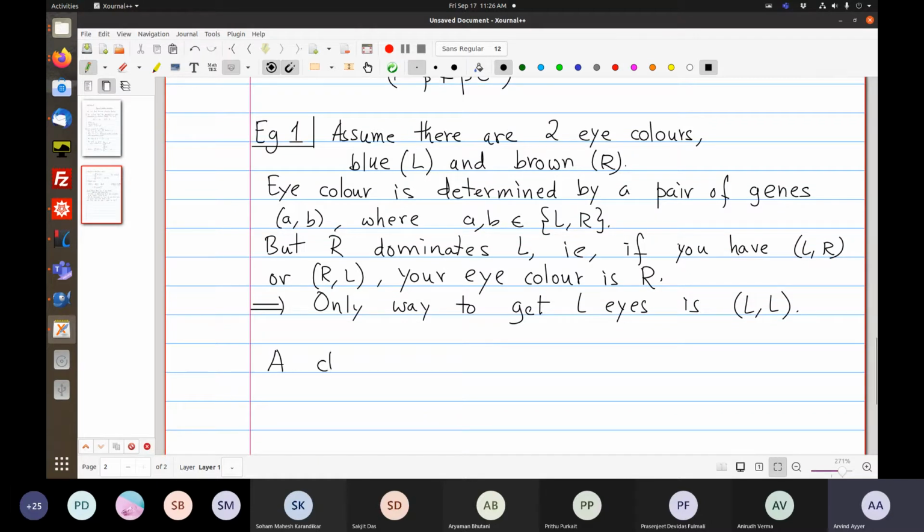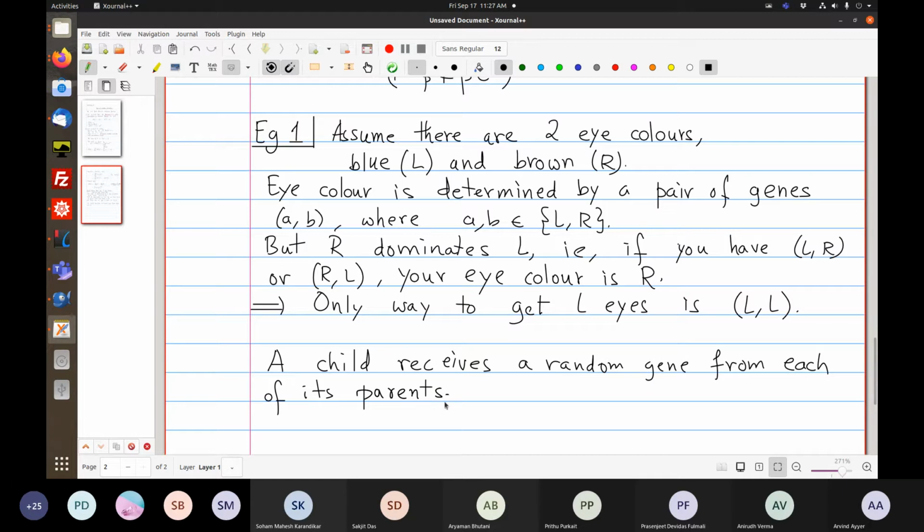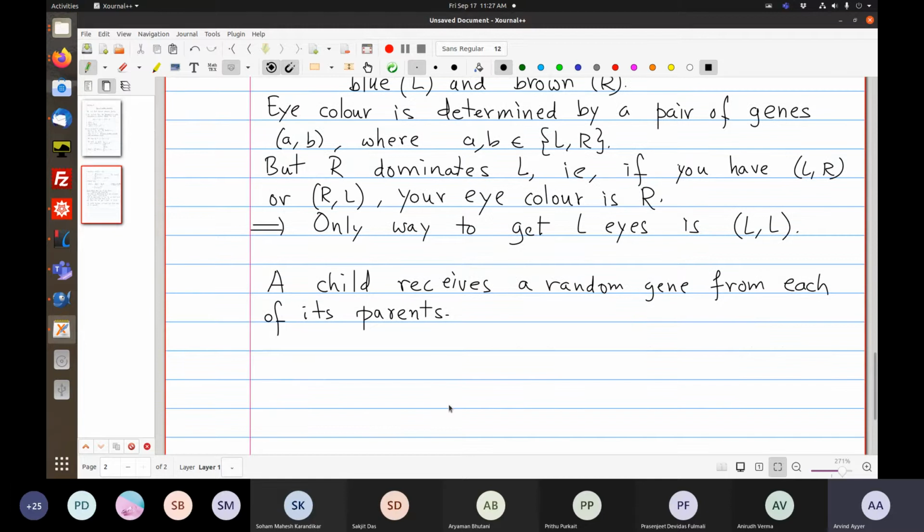A child receives a random gene from each of its parents. So it will get one gene each from the father and the mother. This is a fact, or the assumption, whatever. Now here is the question.